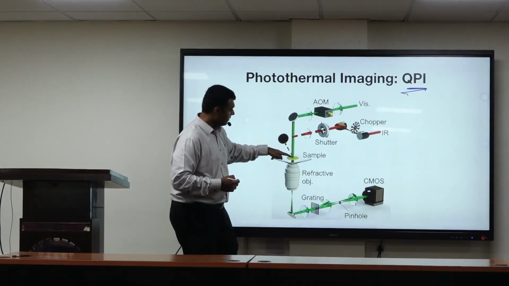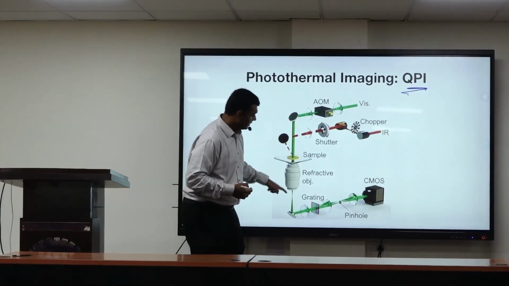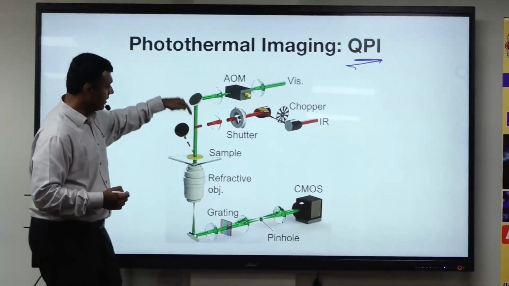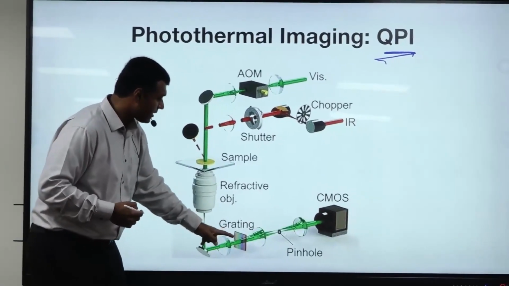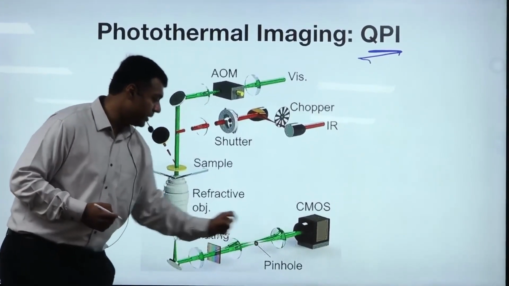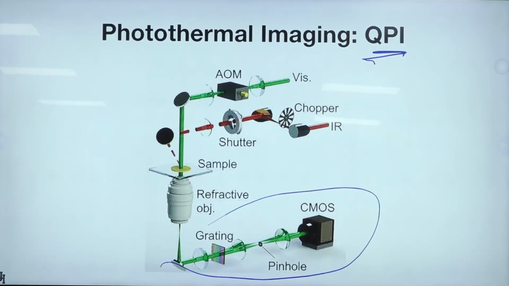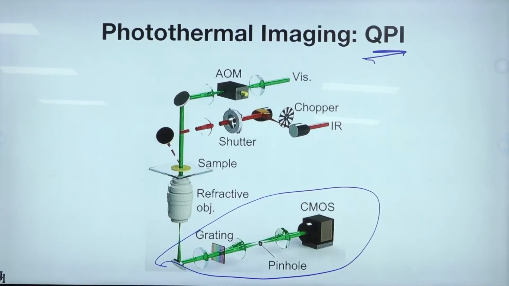You have it incident on the sample, and the visible light is also getting modulated. It goes through a grating and a pinhole, all of which combined together is basically a phase contrast microscope. And this is a camera. So you get the same kind of images for on and off with quantitative phase, and the phase change allows you to measure the photothermal effect. That's the idea. Okay?